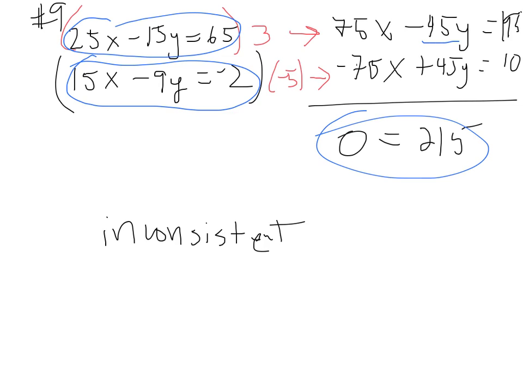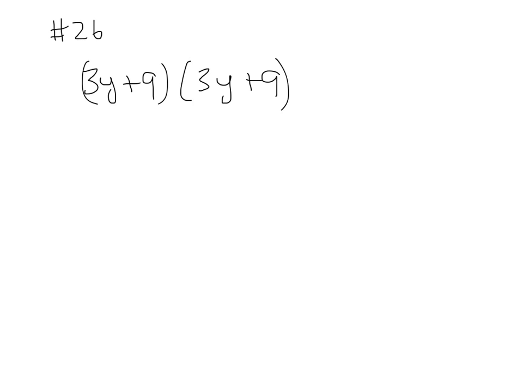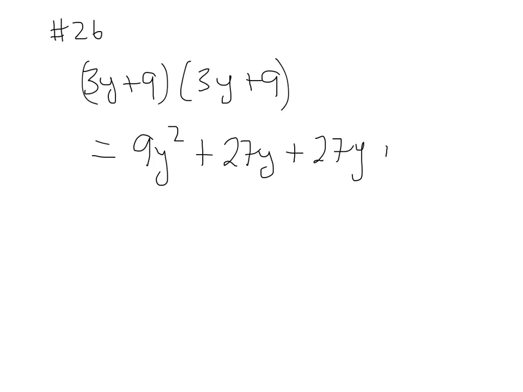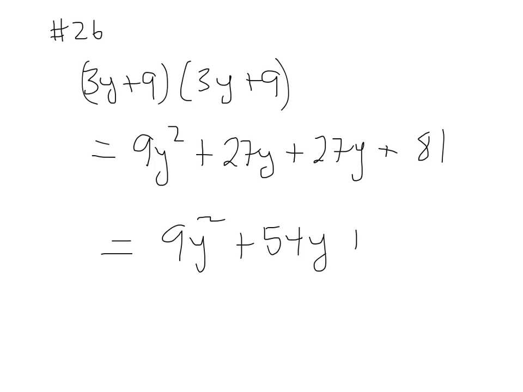Okay? All right, moving forward. This one, what you want to do is just go ahead and do FOIL. You're going to have 9y squared plus 9 times 3 is 27y plus 9 times 3y is 27y plus 81. Add your like terms. You have 9y squared plus 54y plus 81.